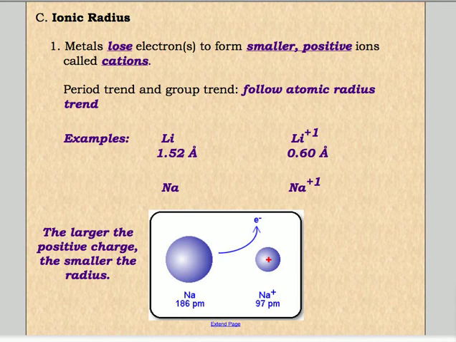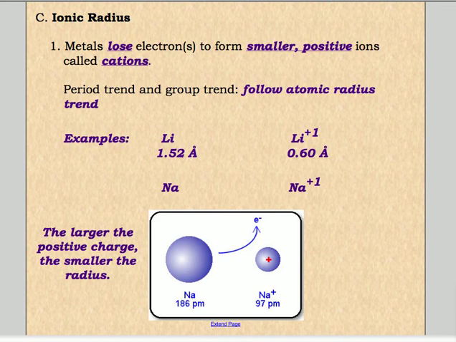Next one is about ions. So this is when things have charges, and we know that metals tend to lose electrons, which makes them smaller, and we call them cations. So what happens for ionic radius is when you're a metal, you get smaller because it's like you're losing weight, just like if you lose an electron.